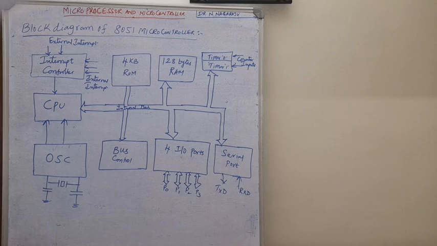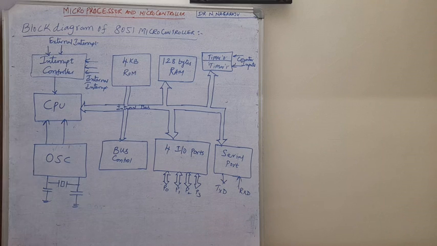In the previous video I explained clearly the difference between microprocessor and microcontroller. The basic difference is that a microprocessor doesn't have inbuilt memory or inbuilt peripherals. Similarly, a microcontroller has both inbuilt memory and inbuilt peripherals in a single chip. That is the basic difference between microprocessor and microcontroller.